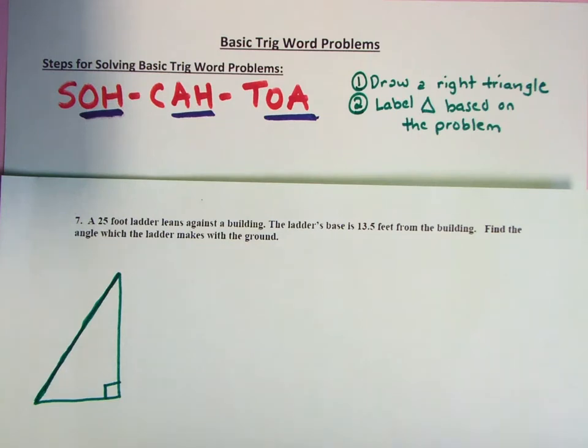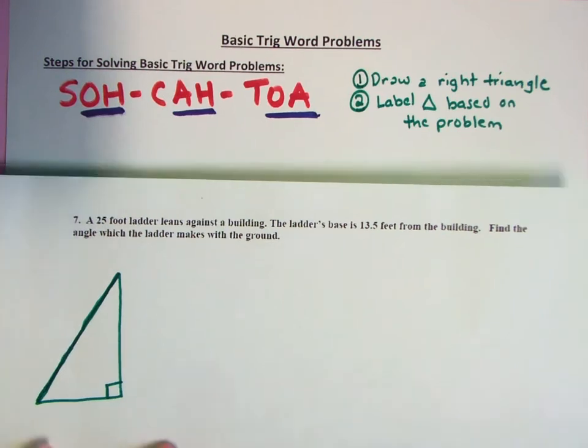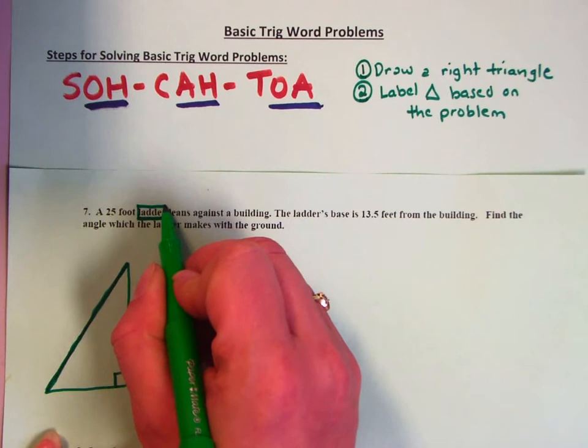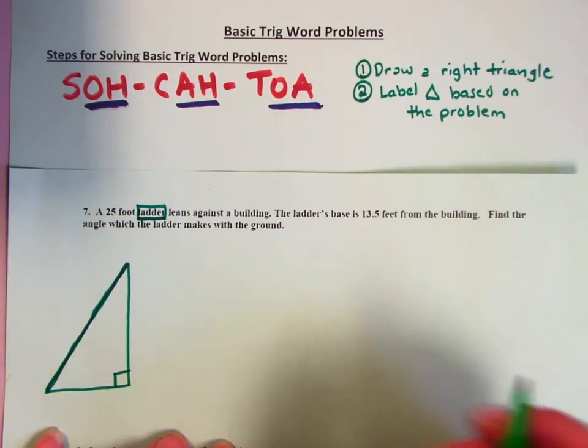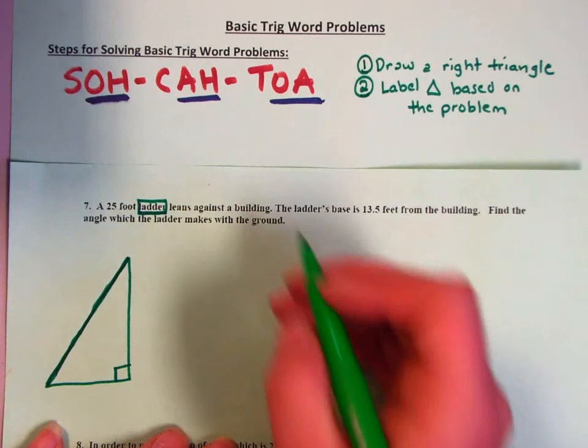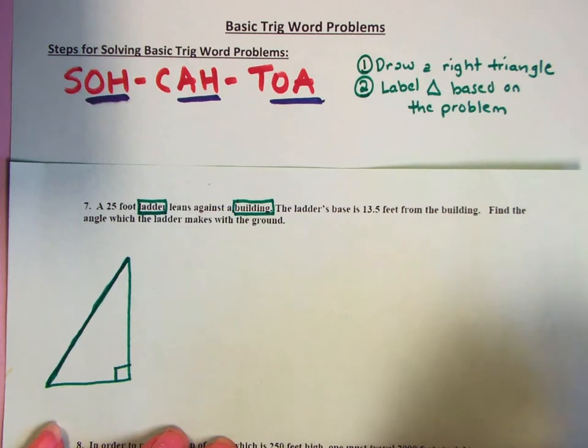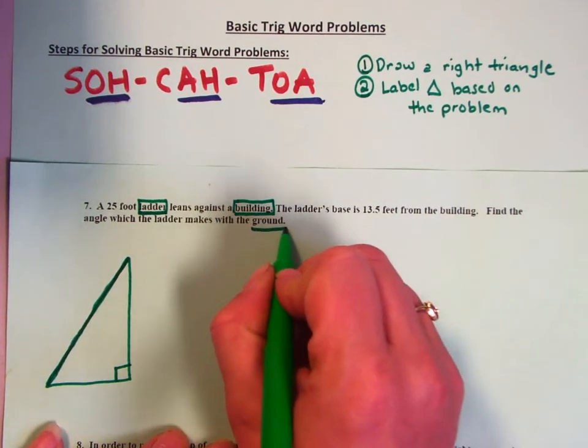So in this problem, it says, a 25-foot ladder leans against a building. The ladder's base is 13.5 feet from the building. Find the angle which the ladder makes with the ground. Okay, so let's identify some important information in our problem. We know that we have a ladder. What else do we have? A triangle. A building. And the ground.